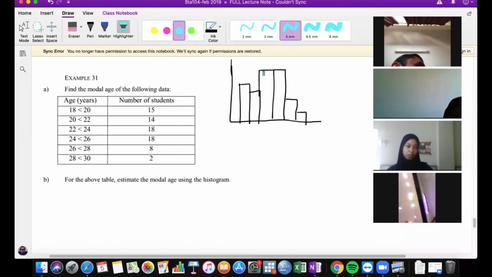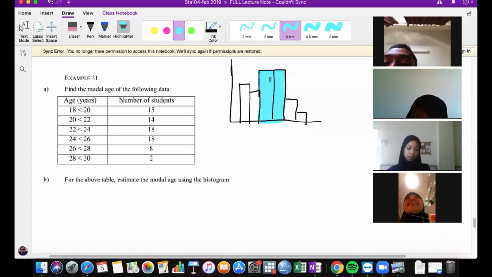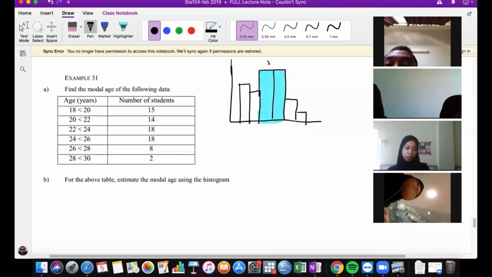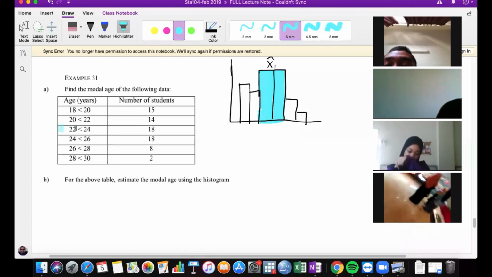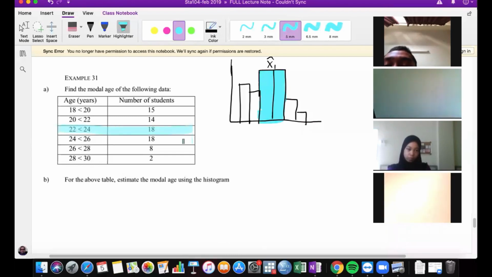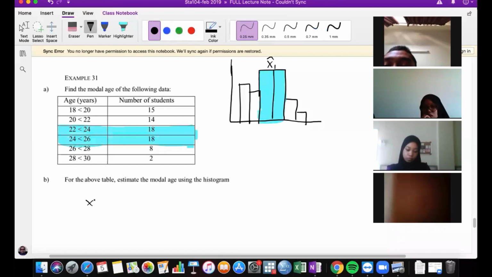By looking at this one, we only have one mode because you can see the highest bars are stuck together. So in this example, we only have one mode. The model class for this example is this one, a combination of two classes.